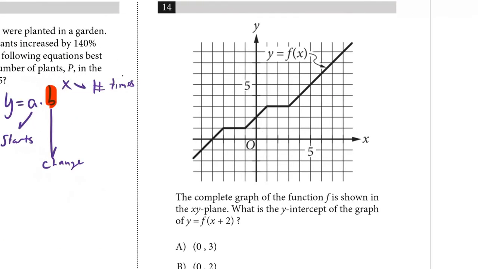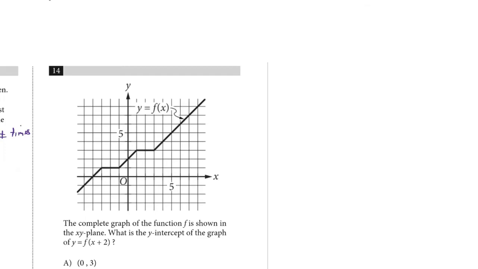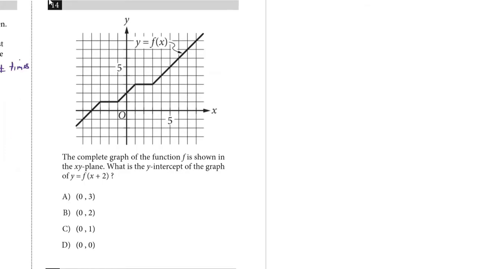Going over to 14. So this is our f of x. And now they're asking us about f of x plus 2. We talked about this a couple of questions ago, but I did it really fast because it was a question with a lot going on. So I'm really happy that there's an opportunity to talk about function shifts.